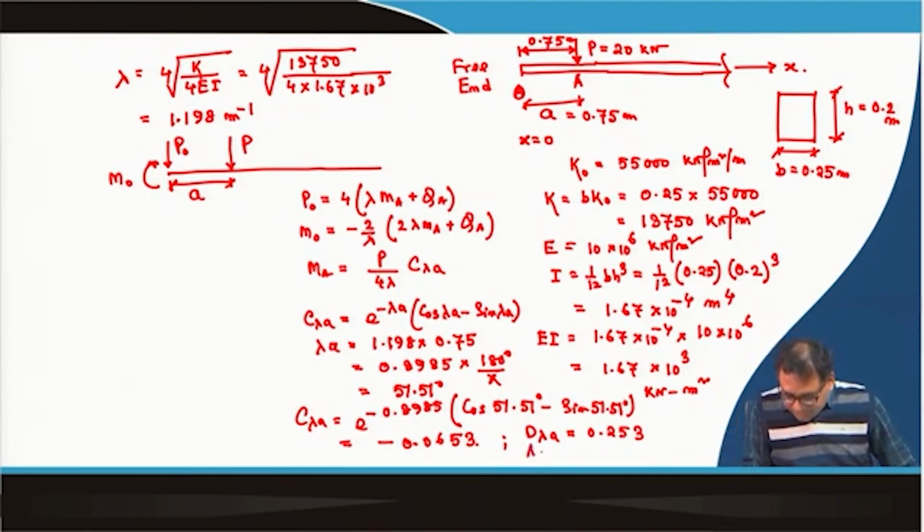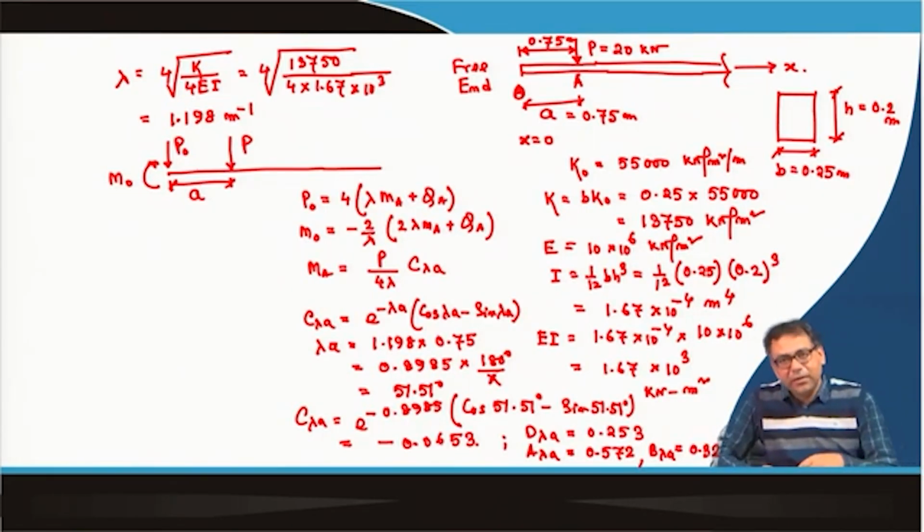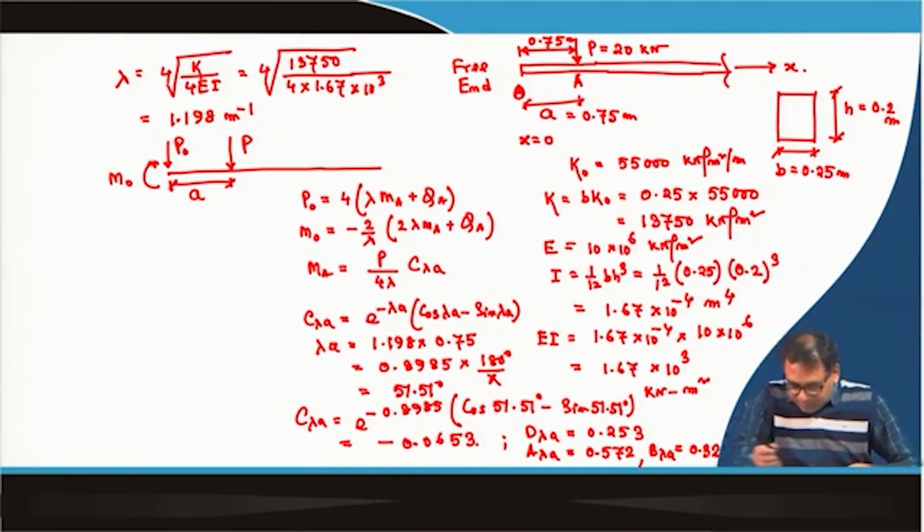Similarly, I can calculate A lambda A, which is equal to 0.572, and I can calculate B lambda A also, which is equal to 0.32. So, in a similar way that I have calculated C lambda A, I can calculate D lambda A. Similarly, A lambda A is equal to e to the power minus lambda A into cos lambda A plus sin lambda A, and B lambda A is equal to e to the power minus lambda A into sin lambda A. So, if I put all these values, then I will get A lambda A, B lambda A, C lambda A, D lambda A.